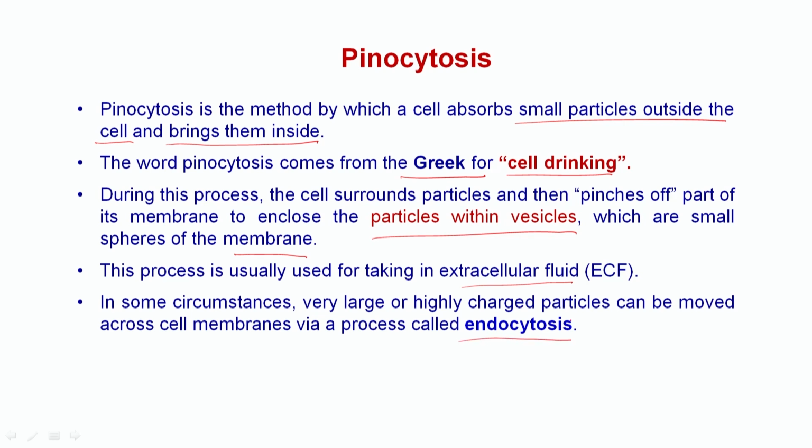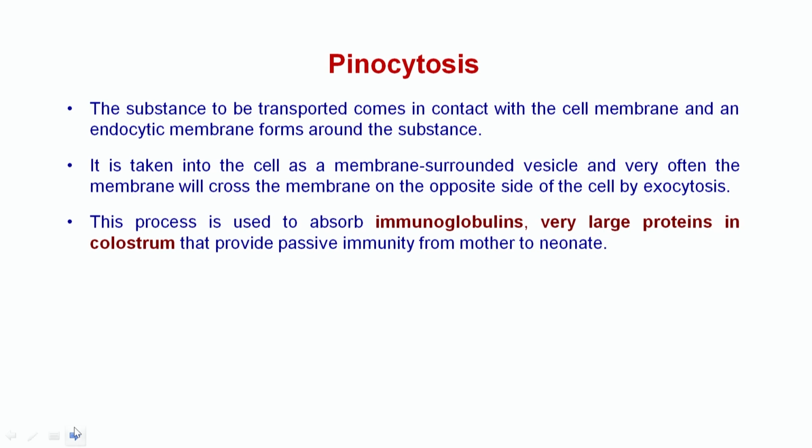In some circumstances, very large or highly charged particles can be moved across the cell membrane via a process called endocytosis. The substances to be transported come in contact with the cell membrane, and an endocytic membrane forms around the substances, and they are taken into the cell as membrane-surrounded vesicles. Very often the vesicle will cross the cell and release its contents on the opposite side by exocytosis. This process is used to absorb immunoglobulin, a very large protein in the colostrum that provides passive immunity from mother to neonates.